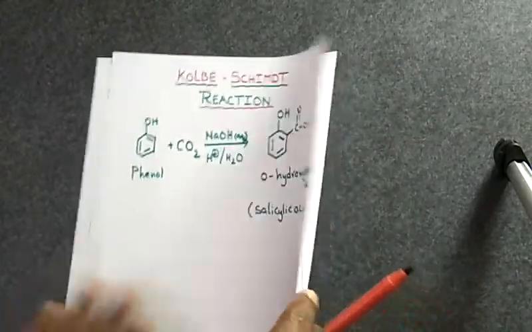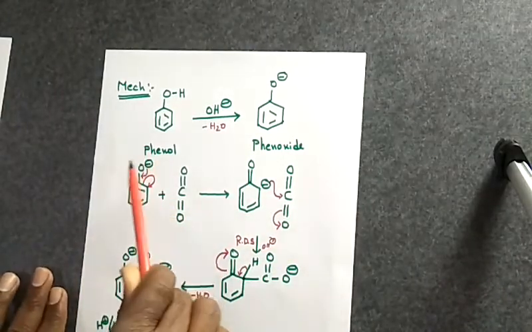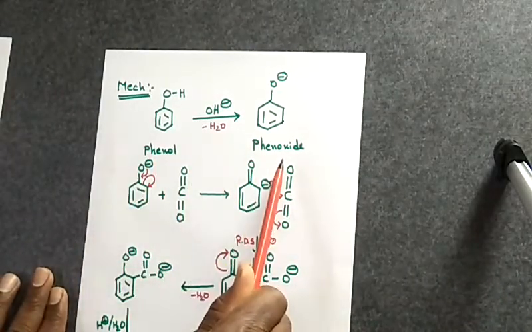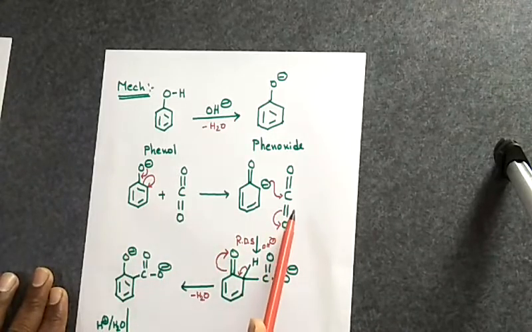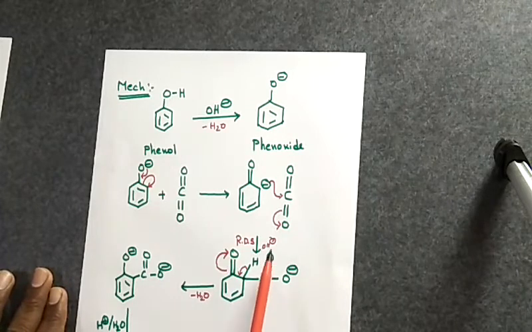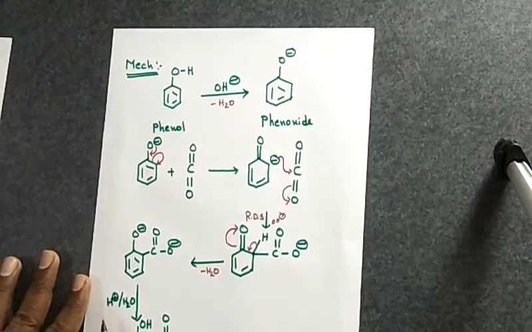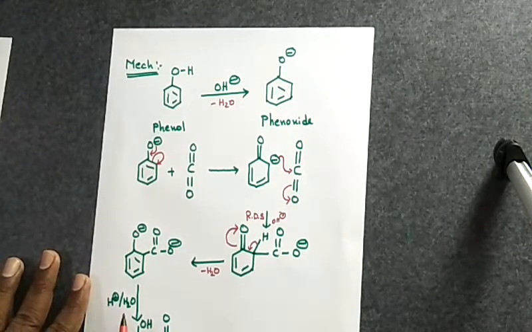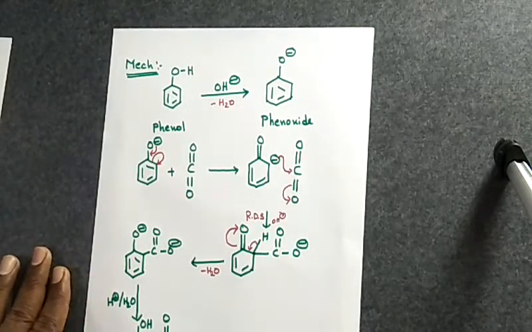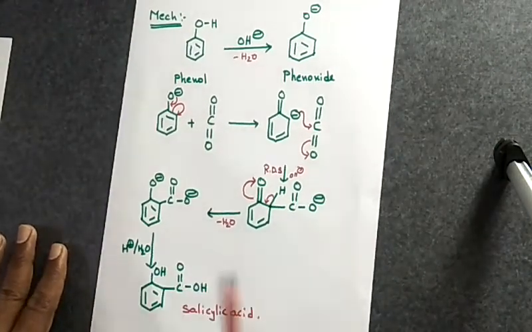Next, how is it produced? The simple mechanism is: when phenol is treated with the base, phenoxide ion is formed. Phenoxide ion upon treatment with carbon dioxide generates a new C-C bond, which upon treatment with a base loses water, and the electrons shift into the benzene ring system, generating its aromaticity once again. In the final step, it is simply treated with the diluted acid, so that it is converted to salicylic acid. Hope you have understood this particular mechanism.